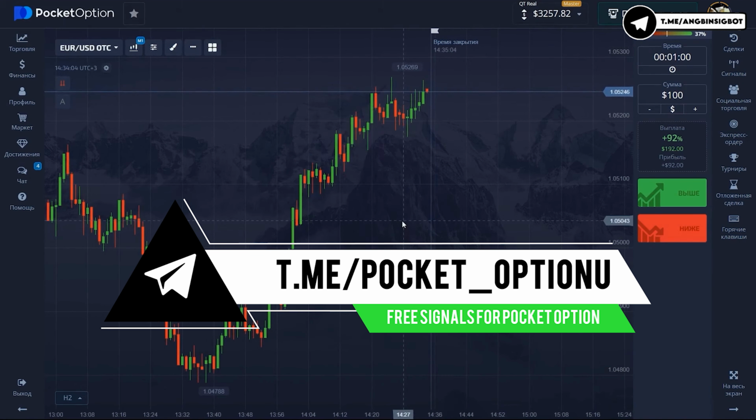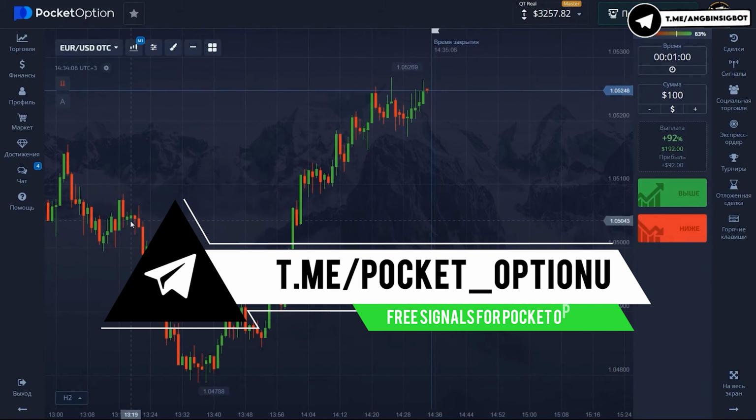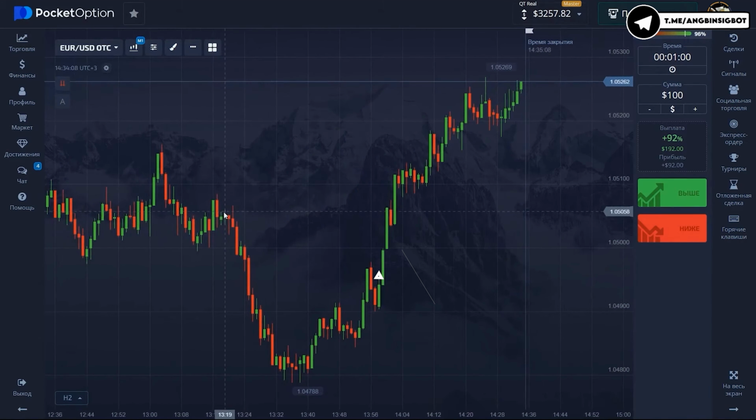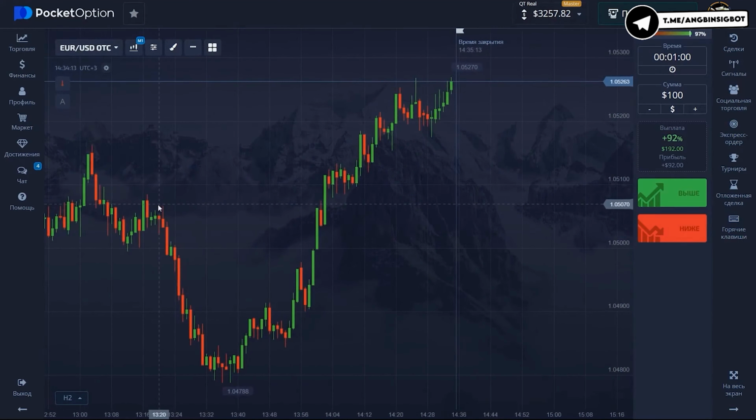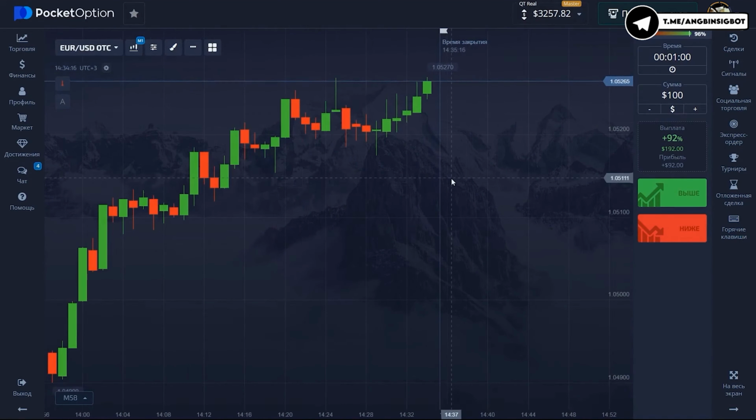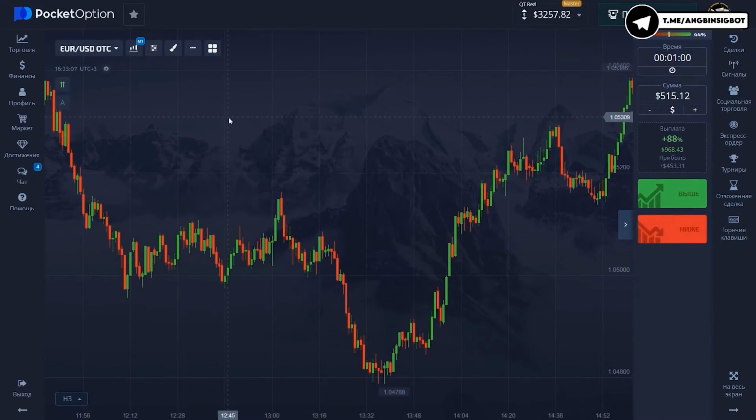I have been testing this strategy for a considerable amount of time. The results and the effectiveness that this indicator provides make me want to apply this strategy in my trading more and more often. And if you haven't been able to make money with binary options for a long time, believe me, this indicator can change everything. Let's get to the point.